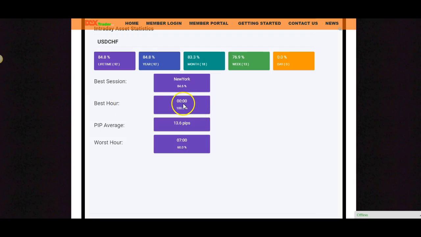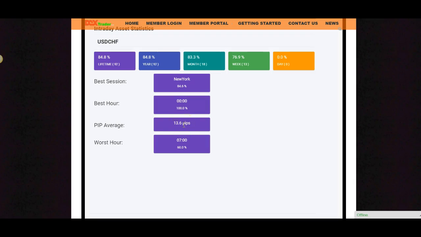The best hour? Well, it looks like at midnight, it does 100%. When it trades at midnight, it looks like it does 100%. This is great information. What's the worst hour that it releases on? And it looks like the 0700 only does about 60%. And if I wanted to try to choke up, what's my pip average? When it wins, what is the pip average? And it looks like about 13.6.